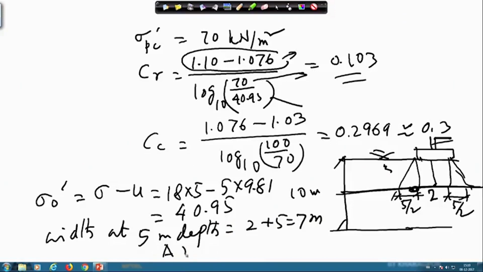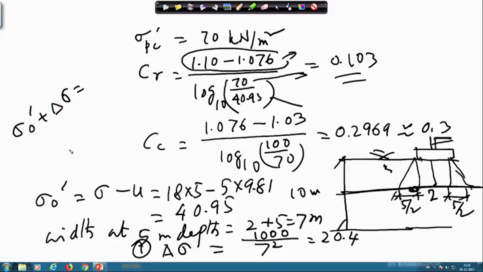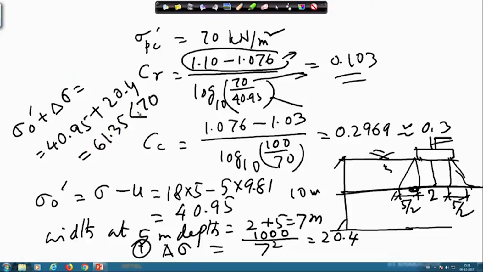Then, for the first case, delta sigma will be equal to 1000 kilonewton divided by 7 square, and that gives you 20.4. And that means your sigma naught dash plus delta sigma will be equal to 40.95 plus 20.4, that gives you 61.35, which is less than 70. So, that means the first problem will be in the recompression zone.